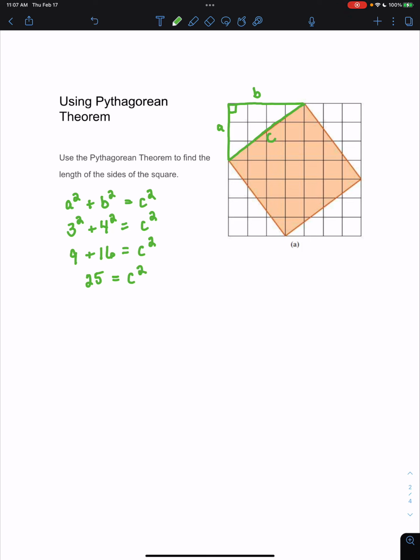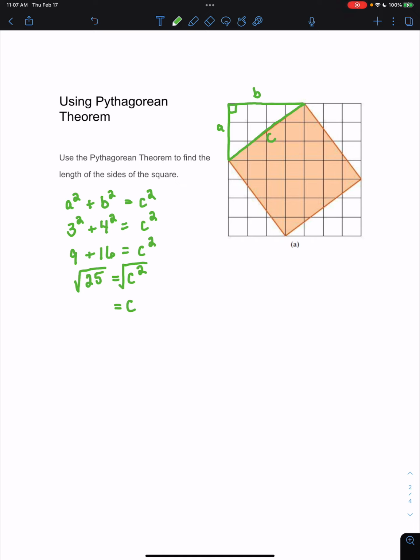Now I don't want just C squared, right? I want C. So I have to undo a square, and to undo an exponent like squaring, I am going to square root both sides of my equation now. And if I take the square root of C squared, the square root of anything squared is just itself. And then the square root of 25, I have to think of a number times itself that's going to give me 25.